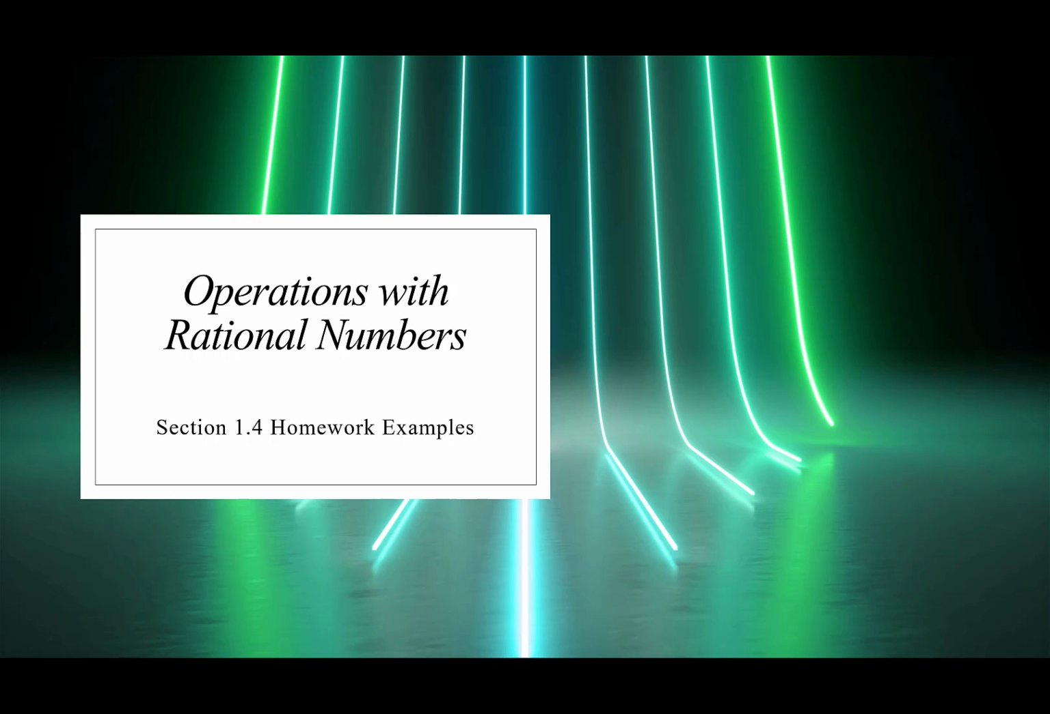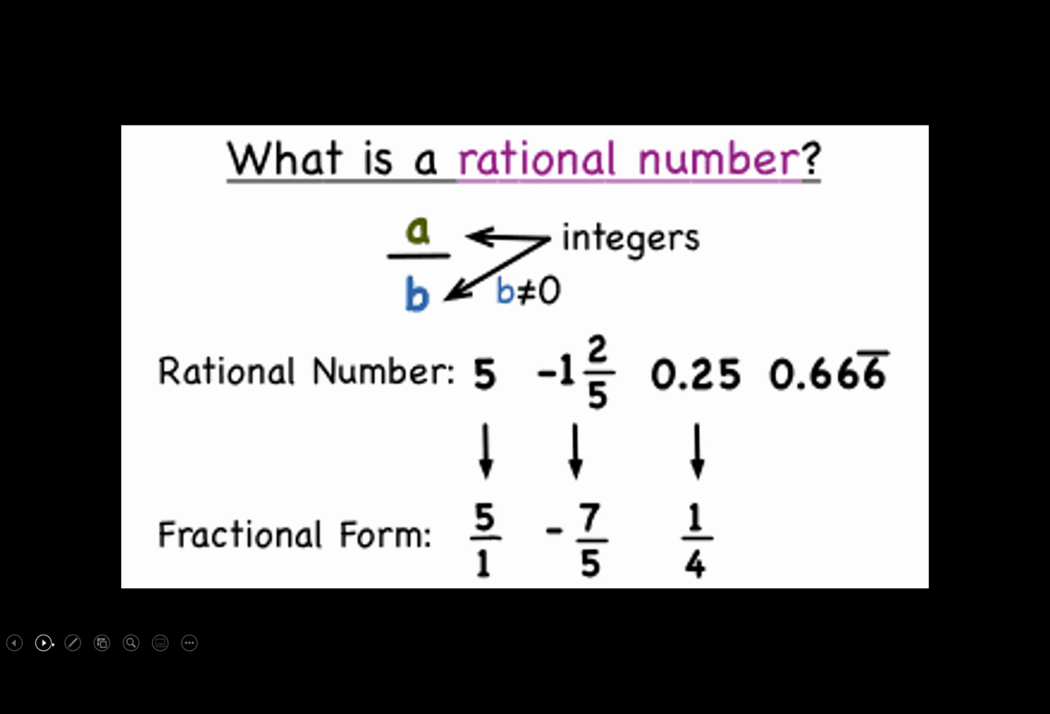Hi class, I'm going to show you a few examples from the section 1.4 homework. This is operations with rational numbers. The first thing I want you to remember is what exactly is a rational number. Basically, a rational number is any number that can be written as a fraction.